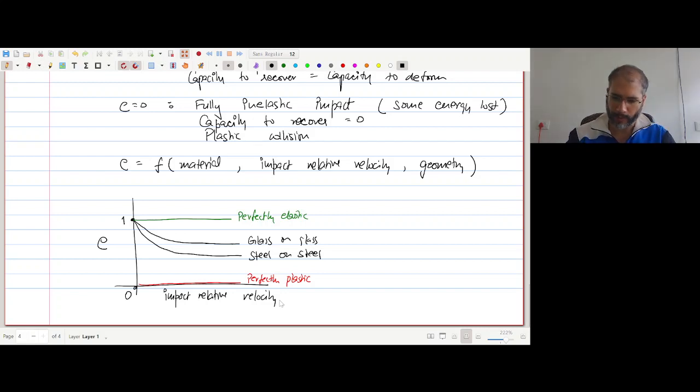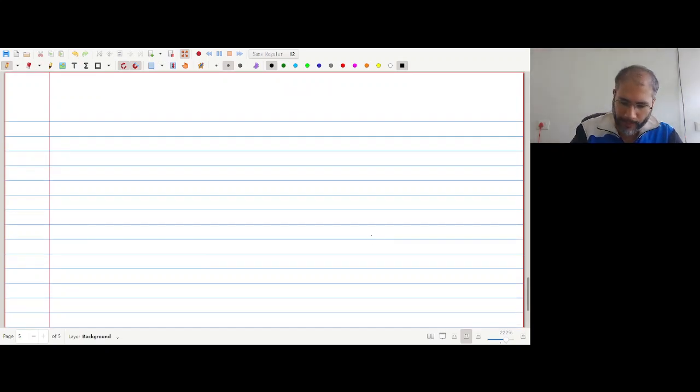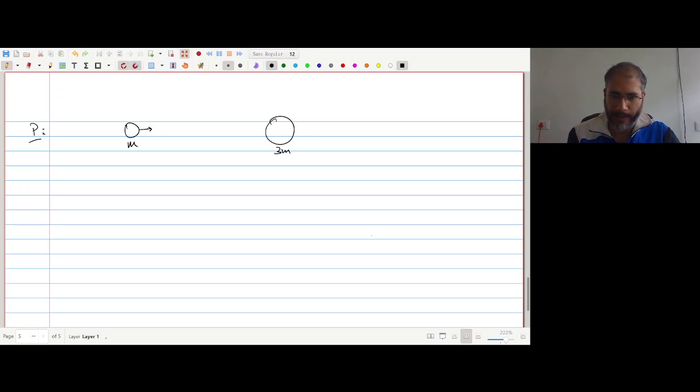So let's do a quick problem on direct central impact. Let's say we have two balls. The first one is M, the second one is 3M. They are moving on a line directly from center to center. Central impact refers to a situation where the bodies are moving from center to center. In this case we have the first mass moving with the velocity v, and the second mass moving with speed v in the opposite direction. So that's the situation before the impact.